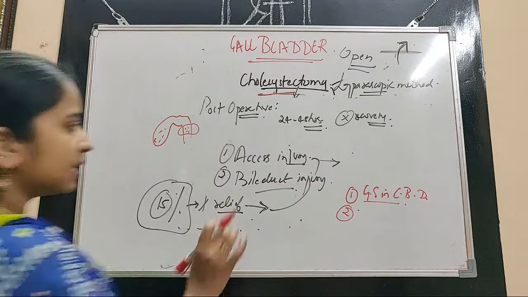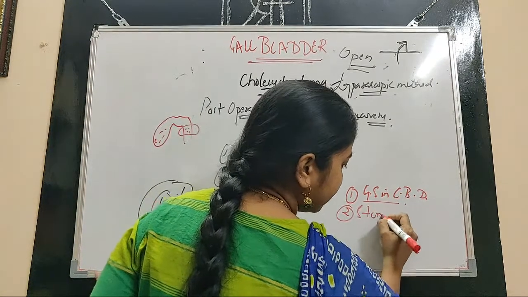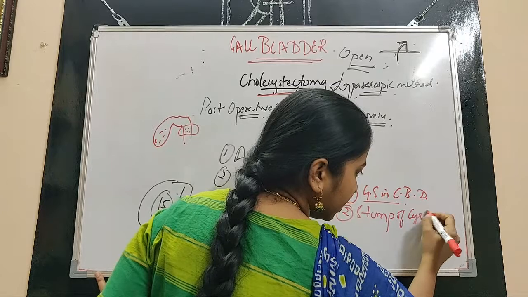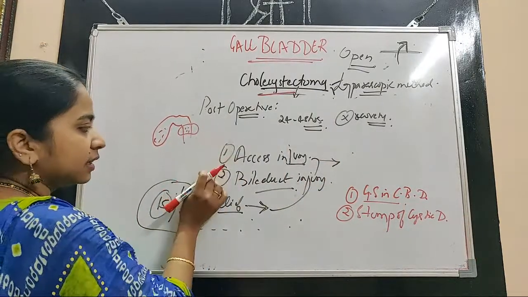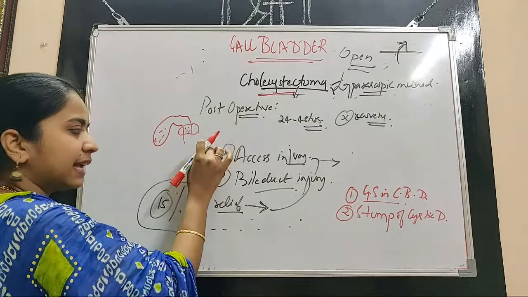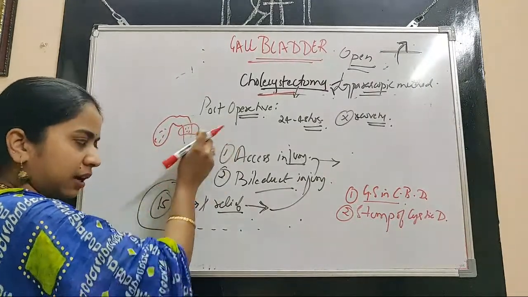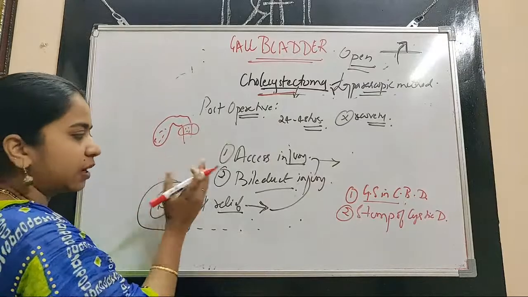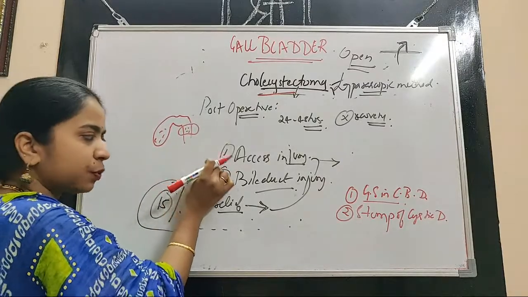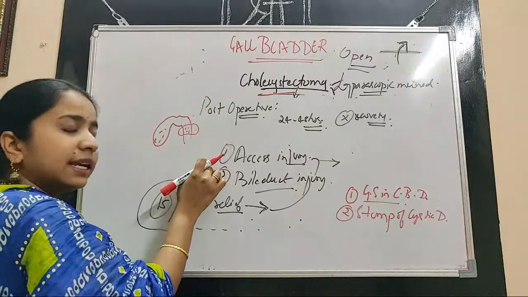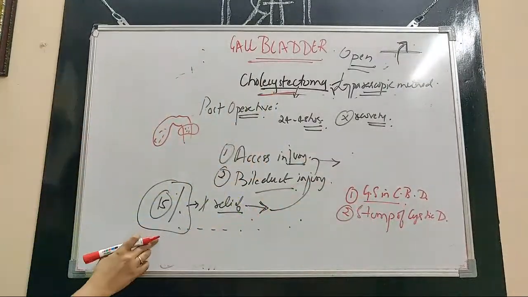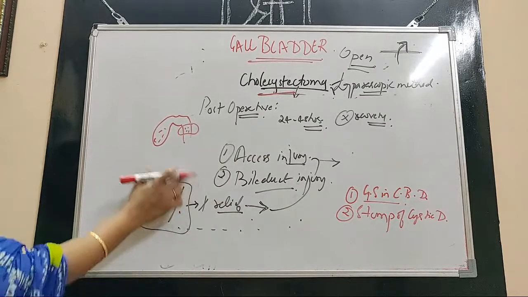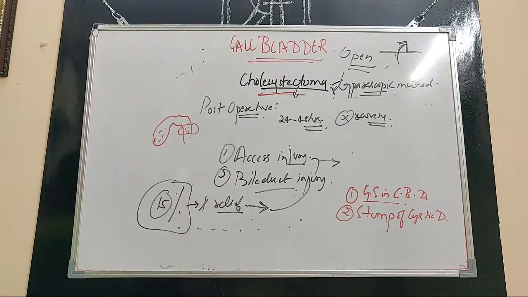The next thing is if a stone is present in the stump of the cystic duct. As we saw previously, there is a ligation and then removal, that is, the rest of the portion is cut off. Now at this stump level, suppose a stone has been lodged and is missed during this process. Even though you have removed the gallbladder, there is no relief from the procedure. So this is the second thing.